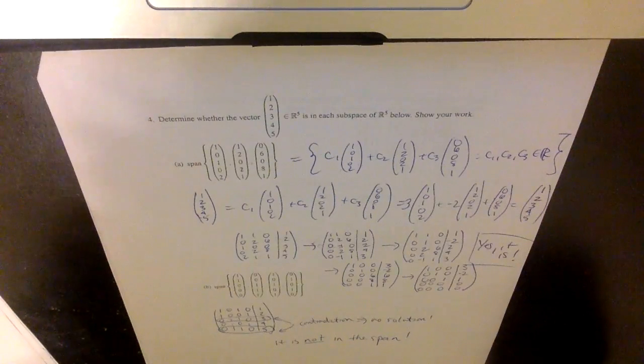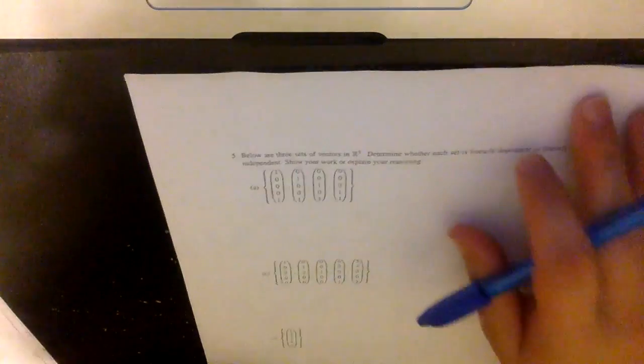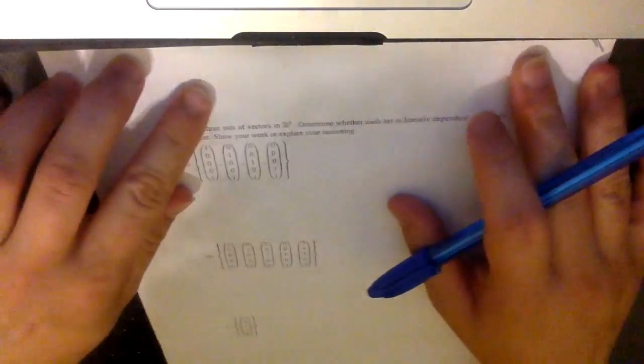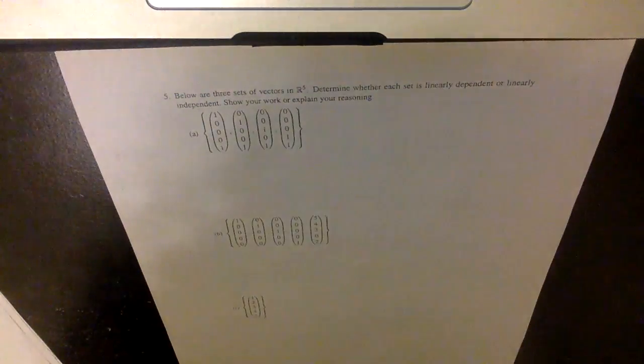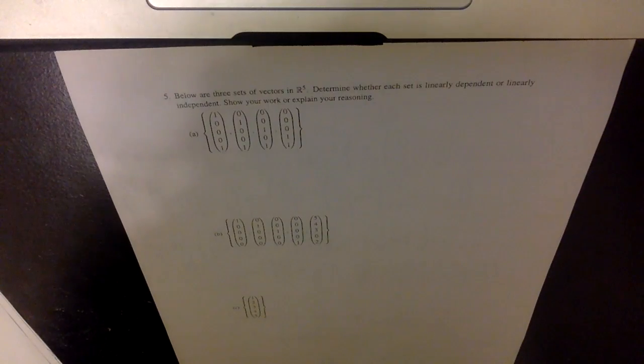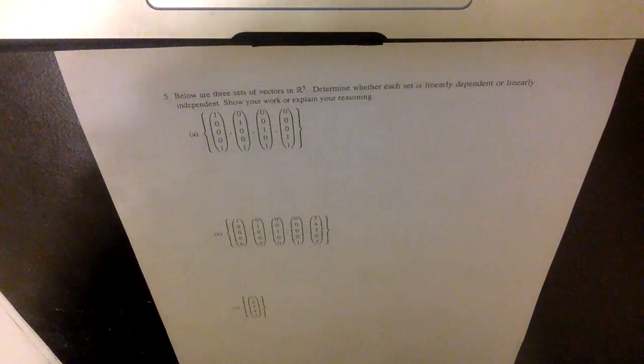So part A, yes, it was in the span. Part B, it was not in the span. Okay, now finally, problem 5. Below are 3 sets of vectors in R5. Determine whether each set is linearly dependent or linearly independent. Show your work or explain your reasoning.